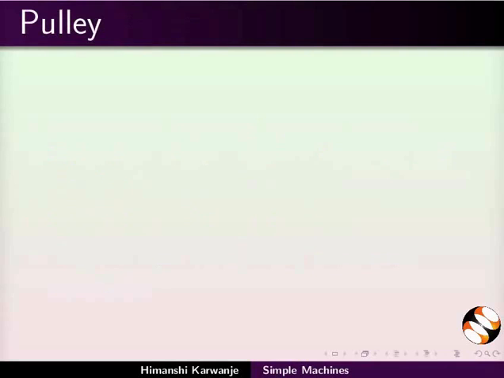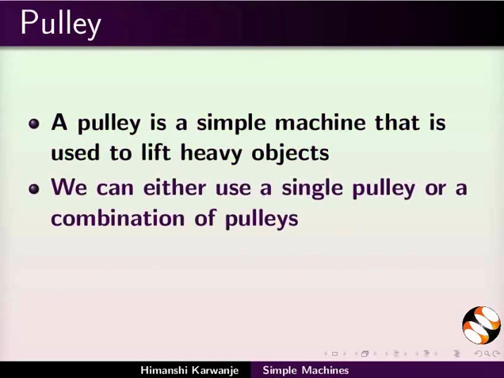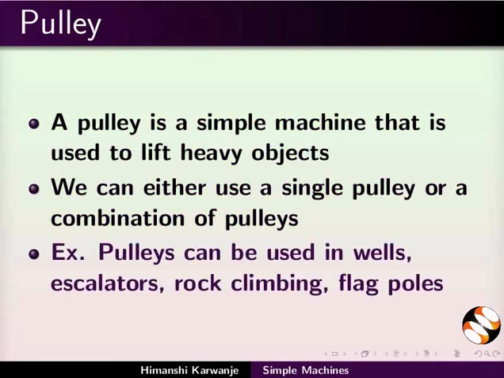First, we will define a pulley. A pulley is a simple machine that is used to lift heavy objects. We can either use a single pulley or a combination of pulleys. For example, pulleys can be used in wells, escalators, rock climbing, flagpoles, and others.